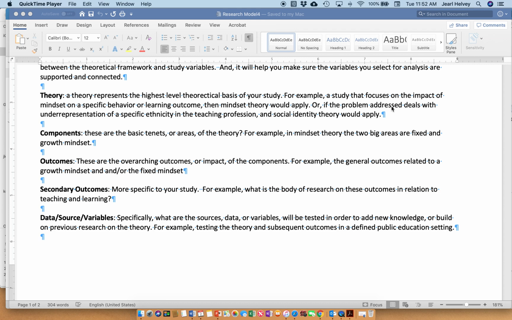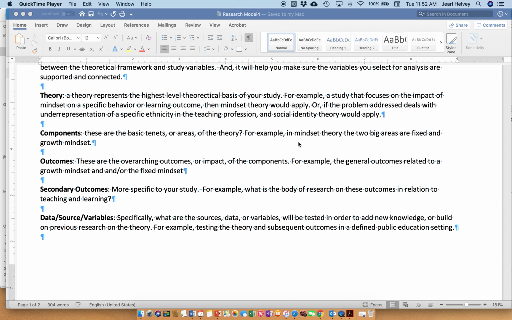You break it down just a little farther and say, okay, what are the components of a particular theory? These are the basic tenets or areas. For example, in mindset theory, the two big areas, of course, are fixed and growth mindset. Then we move to outcomes. When you think about, okay, if we have fixed and growth mindset, you're really asking, what are the outcomes? Why is that important?